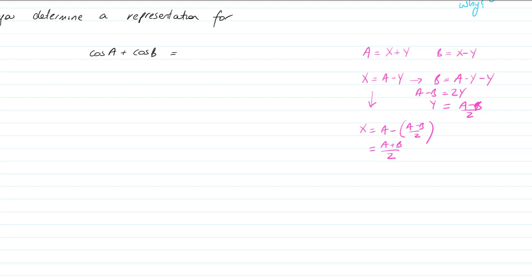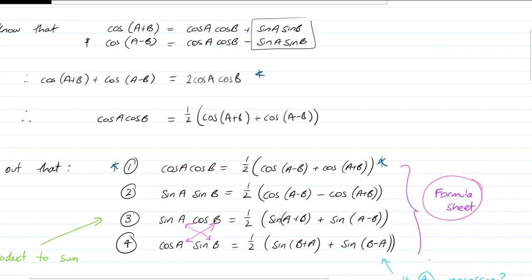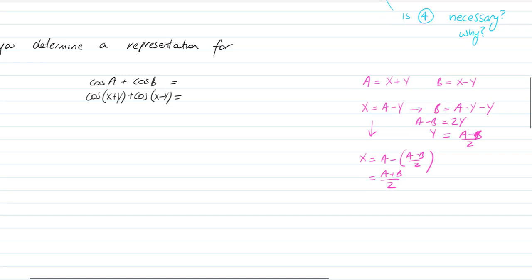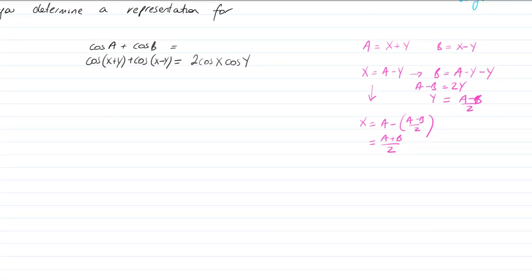Now, I'm going to write this down as cos of x plus y plus cos of x minus y. And we'll see what that's equal to. If we shoot back up here, well, we've got a bit of an understanding about cos of x plus y and cos of x minus y here and here. That's equal to 2 cos A cos B, but we swap the A's and B's for x and y. So this is equal to 2 cos x cos y. So that's all good and well. And I'm going to follow this through now.